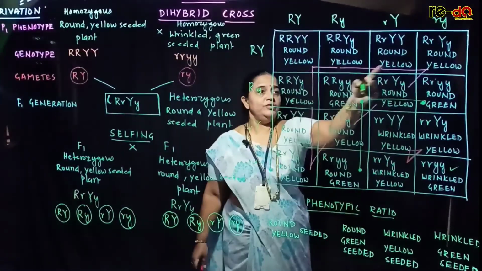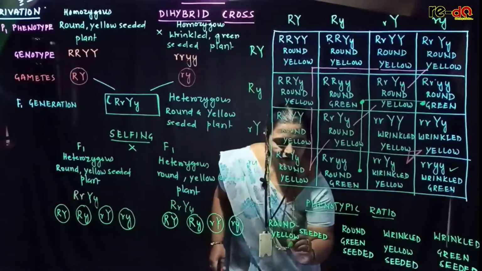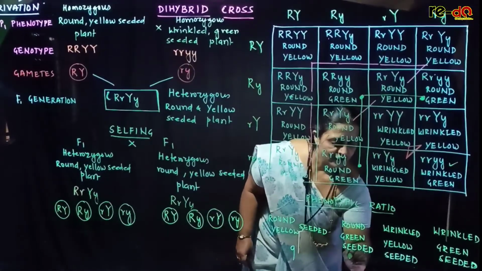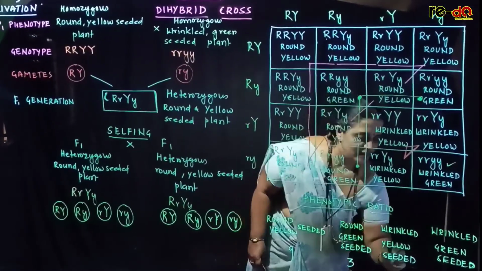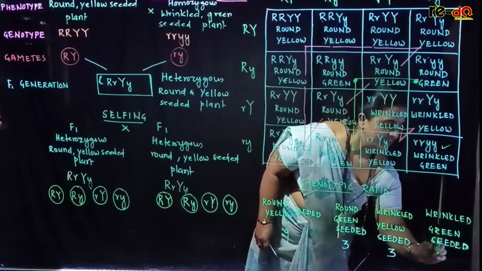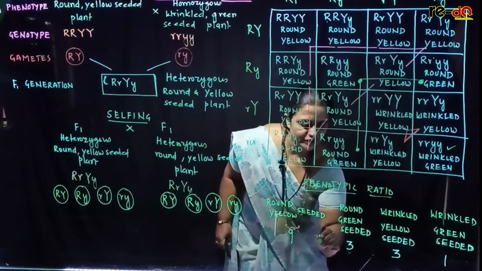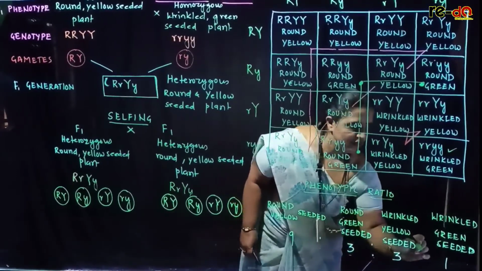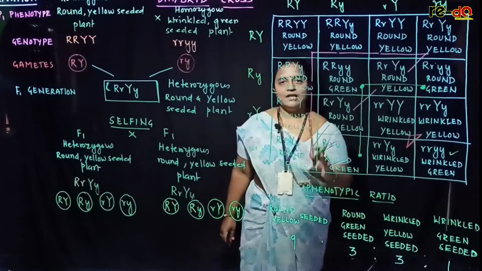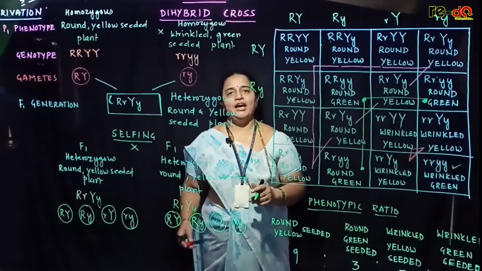Okay, now you need to count here. How many are round yellow? 9 out of 16 combinations. Round green, 3. Wrinkled yellow, 3. And last one is wrinkled green. So it is ratio 9:3:3:1. Clear? With this, I'll conclude derivation of dihybrid cross.